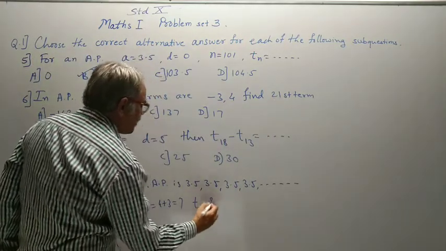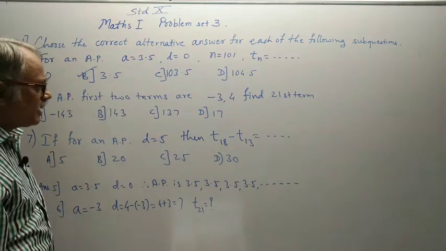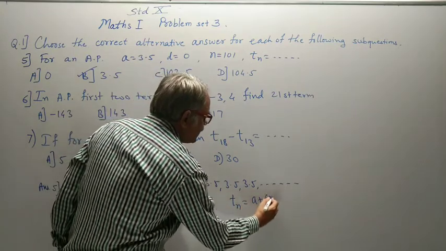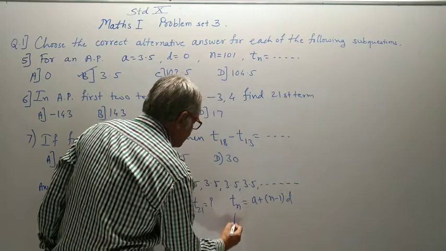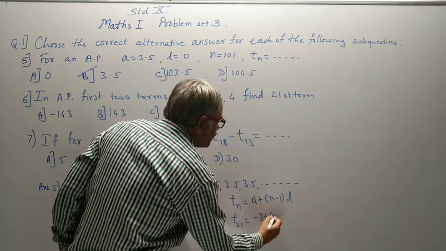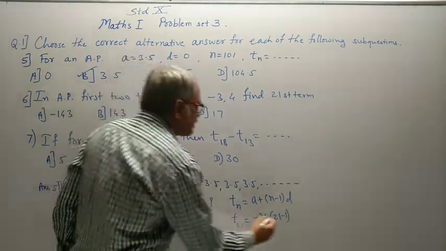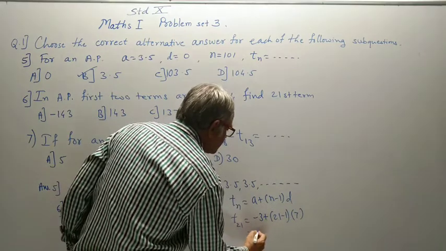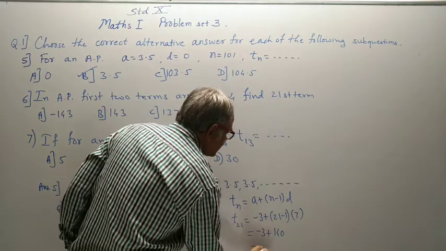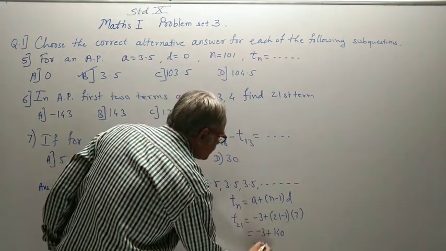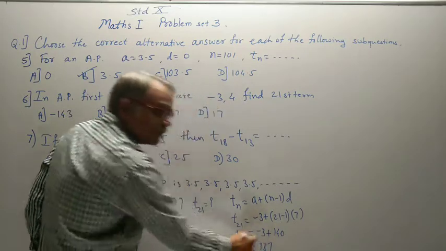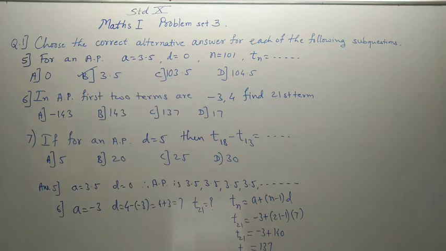And we have to find the 21st term. T21 equals question mark. So Tn formula: Tn is equal to A plus n minus 1 into D. T21 is, what is A value? Minus 3 plus 21 minus 1 into D, which is 7. Minus 3 plus 20 into 7 is 140. And minus 3 plus 140, different signs, so take the difference and put the sign of the bigger number. It is 137.